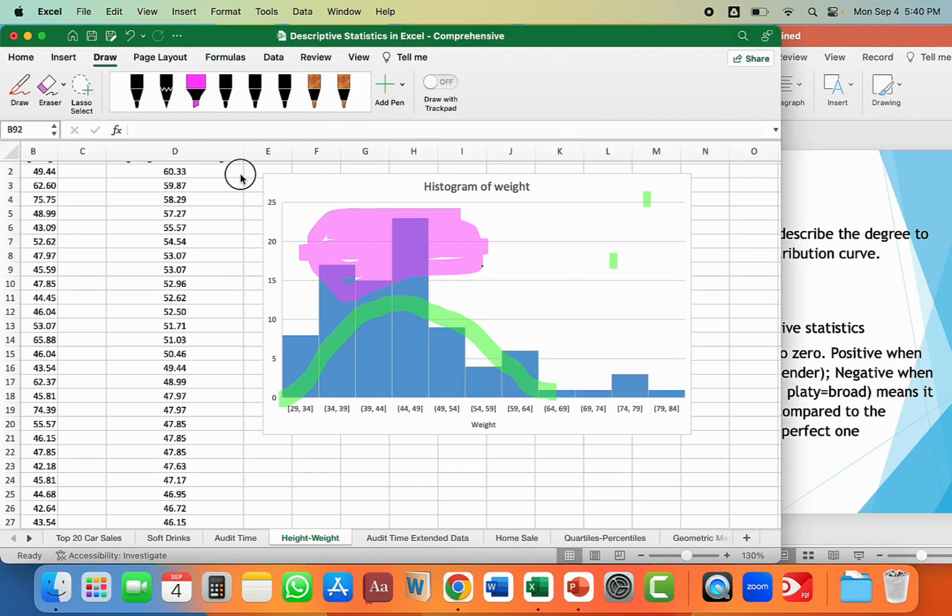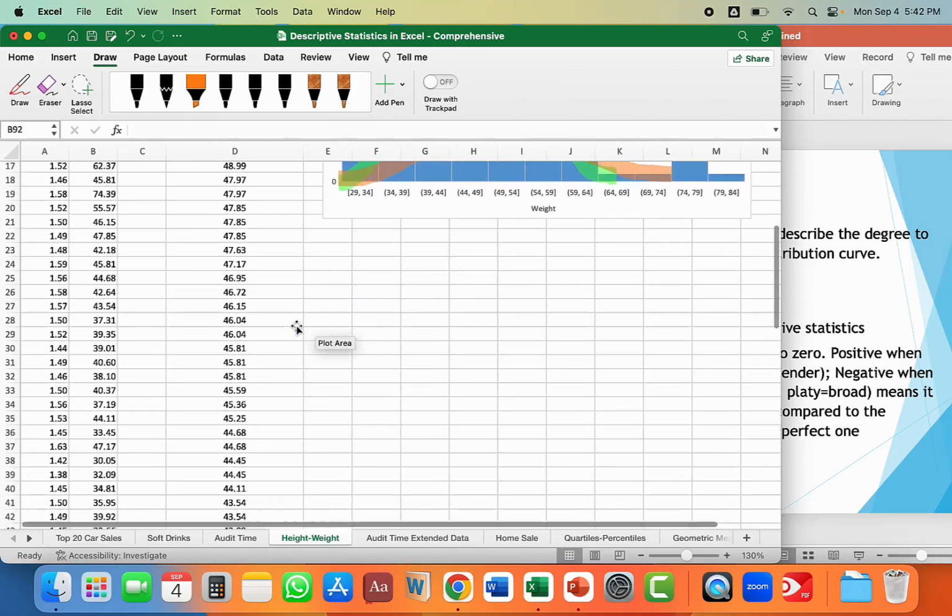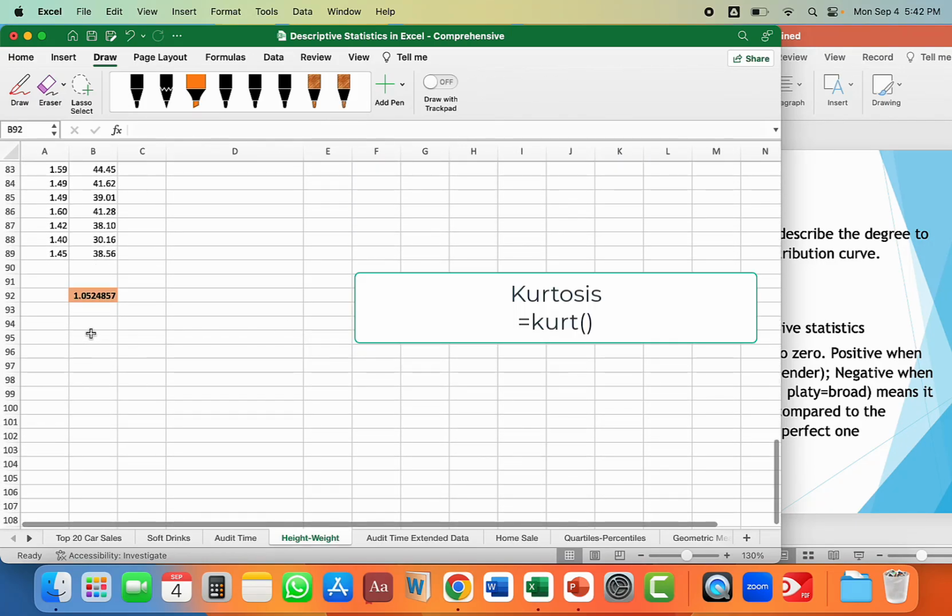There are three types. One is leptokurtic. Leptokurtic means when the histogram is a bit thin, lean, tall and slender. So this one is leptokurtic. The orange type histogram would be called platykurtic, which means as if it has been hammered from the top. And a normal one, the green one, would be called mesokurtic. And we can also determine this by having a numerical value.